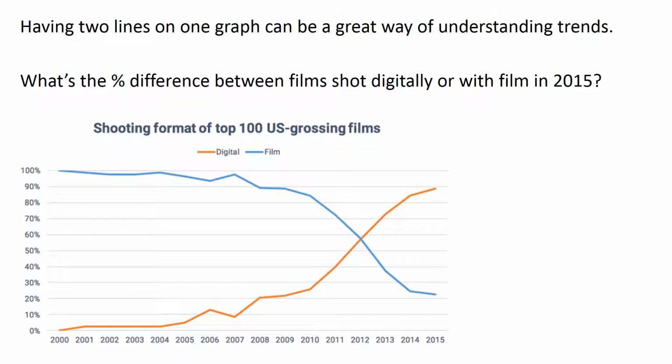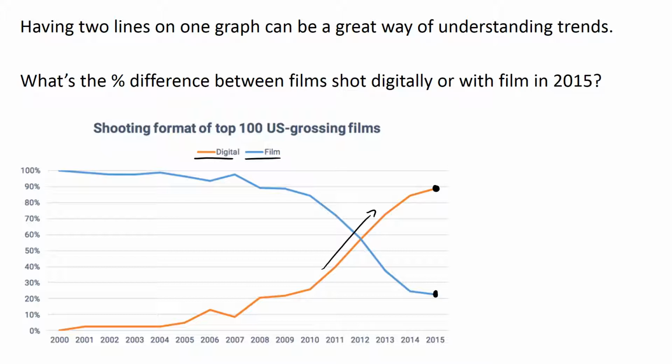And so we have this graph of the shooting format, and the orange line is showing us digital films, and the blue line is showing us films that were shot on film. So you can see the trends. The films shot on film have been dropping for quite a while in recent history, and meanwhile the digital film has been shooting up in popularity. But here in 2015, what's the difference?